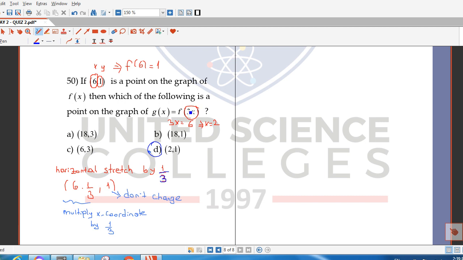Or the number in front of x inside the parentheses is a horizontal stretch or compression. The number in front of x, you are going to take the reciprocal, so there is a horizontal compression by the factor of 1 over 3. What is the meaning? Don't touch the y coordinate, and the x coordinate that you have times 1 over 3 is going to be the new coordinate, so (2, 1). Answer of this question is D.